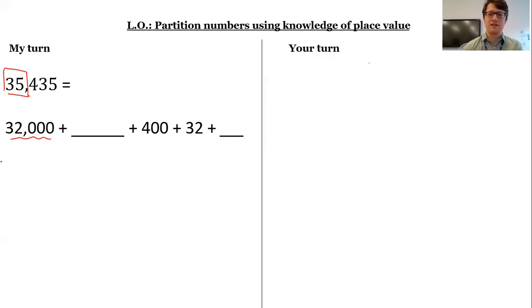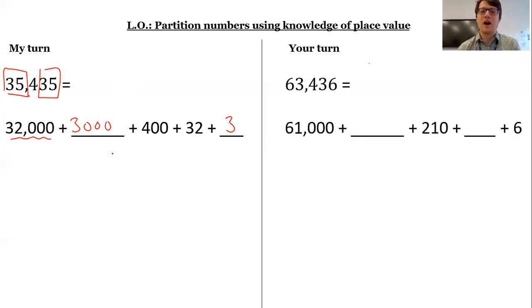So what do I need to add to get to 35,000? Well, 32,000 if I count on, I need another 3,000 will take me to 35,000. And I've got 400, 32. Well, again, I don't need 32, I need 35. So I need another 3. Takes me to 35, and if I add all of these numbers up, I can see I get back to 35,435. So again, you have a go at this one now.